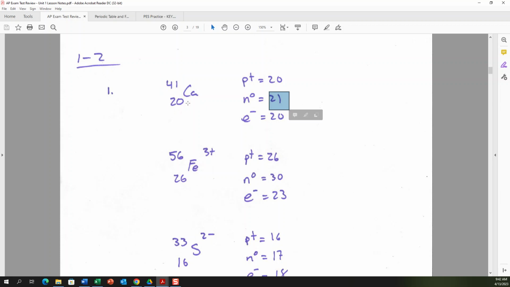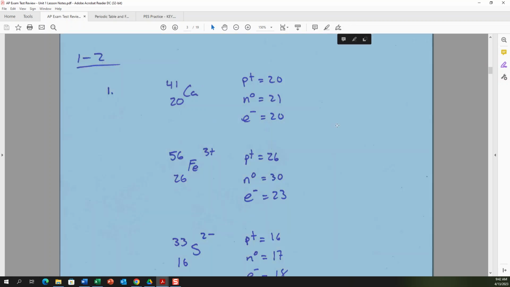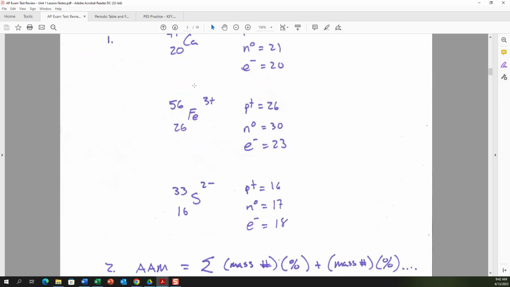So this is an isotope of calcium that has a mass of 41, right? And if it's neutral, which atoms are, and I know it's neutral because I didn't write a charge right here, it has the same number of electrons as protons. Okay, so here we have an ion. All the numbers are the same, but now the charge isn't neutral anymore. Remember, 3 plus means 3 fewer electrons. So I know I have 26 protons, so that means I have 23 electrons. And then again, 56 minus 26 will give me how many neutrons I have.